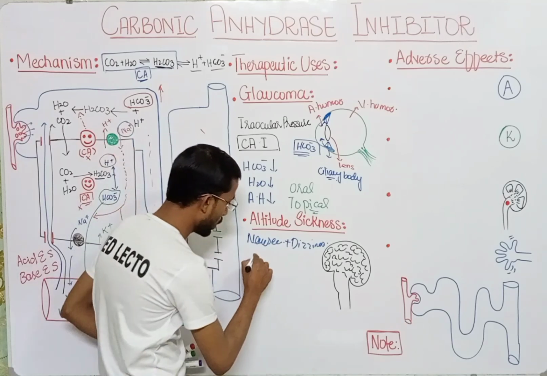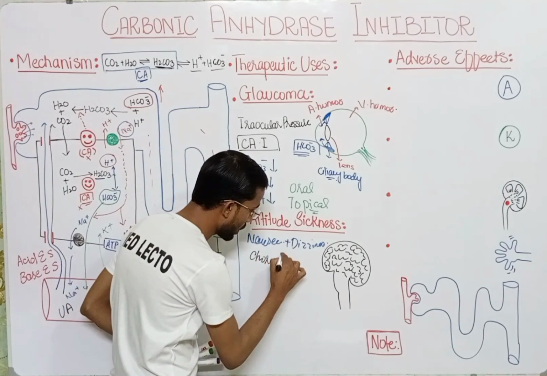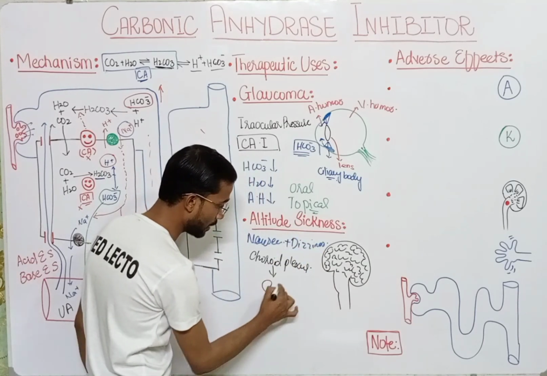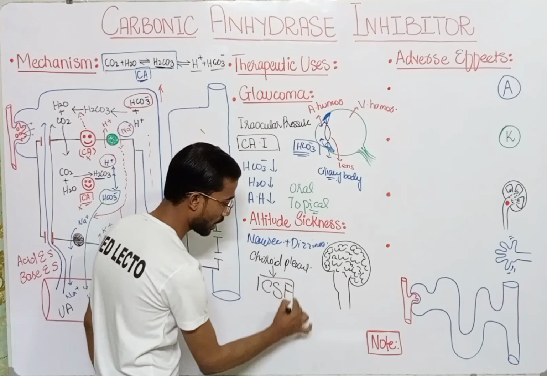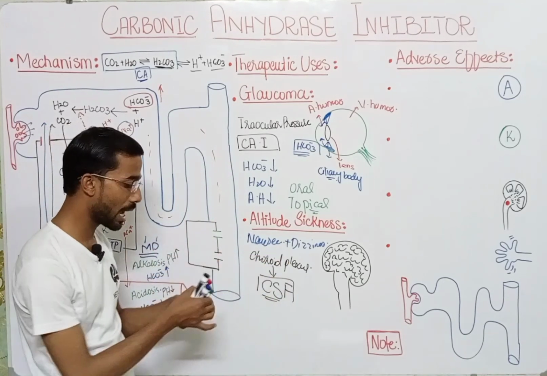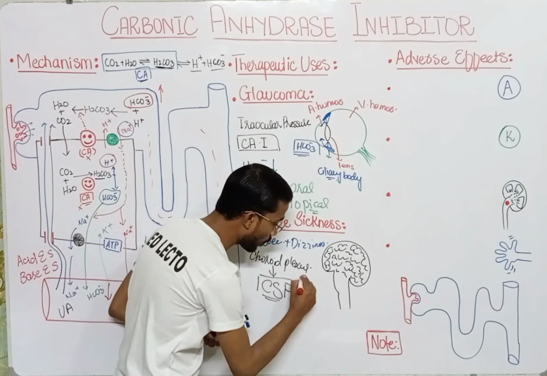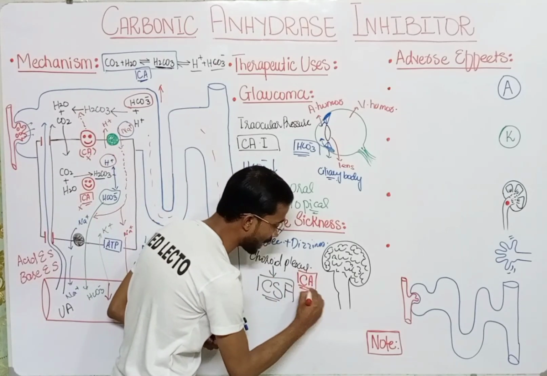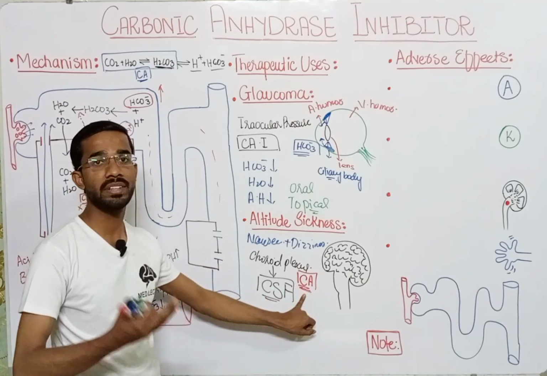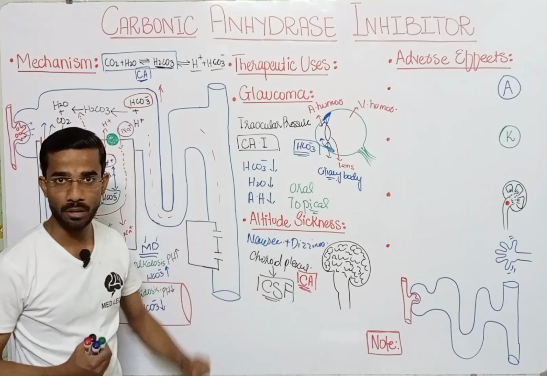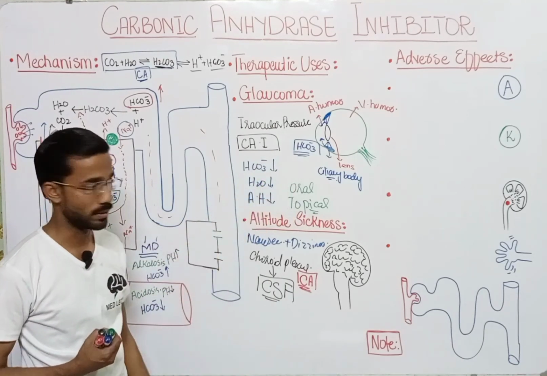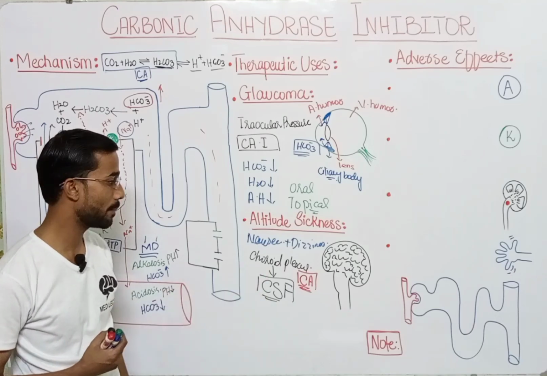So the choroid plexus is actually involved in the production of the cerebrospinal fluid. And we also know that the carbonic anhydrase enzyme is also present in the choroid plexus, and it is involved in the production of the cerebrospinal fluid, same as in the ciliary body. The same process happens in the choroid plexus.